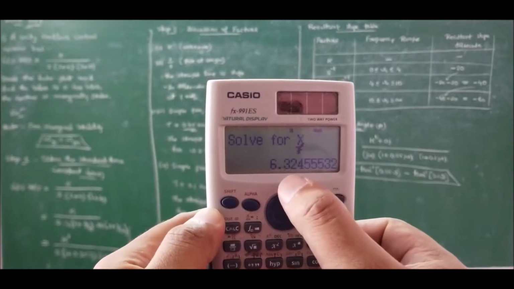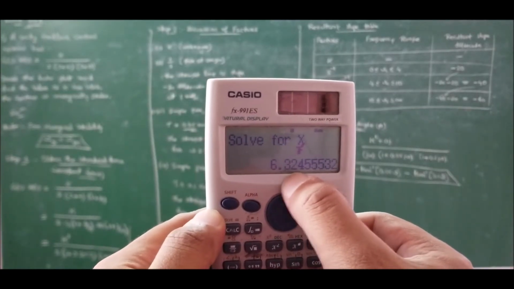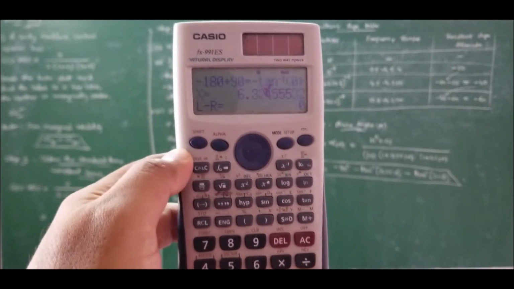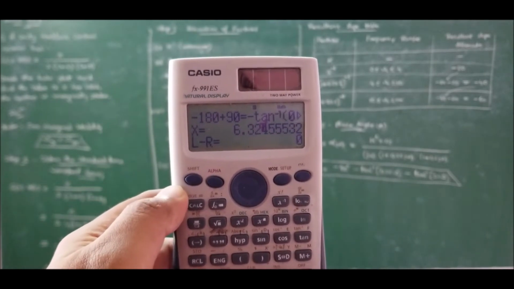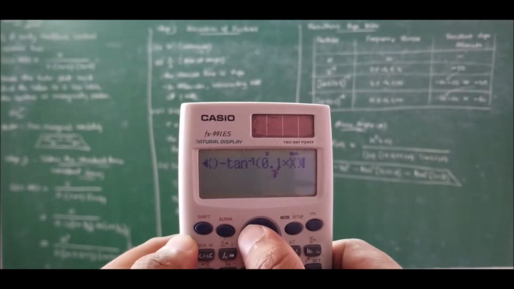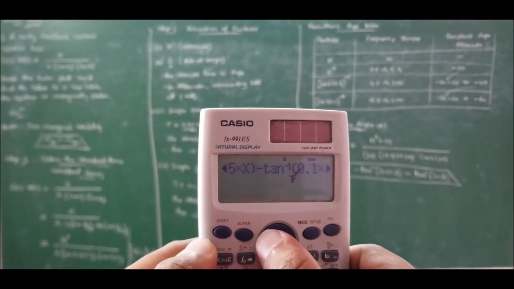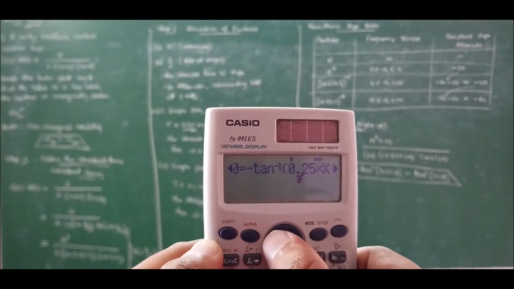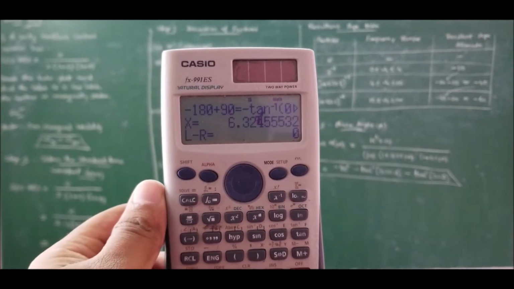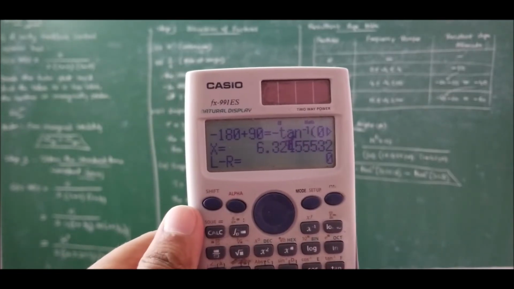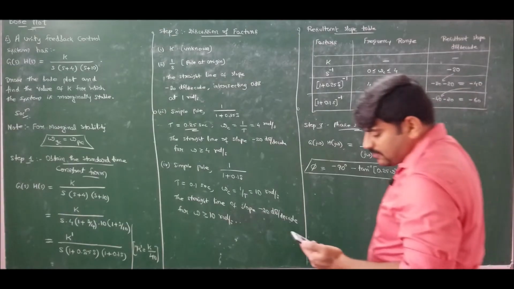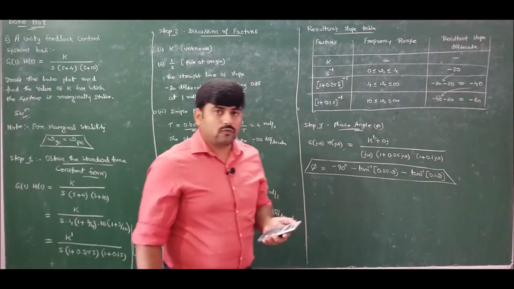You should press equal to, otherwise you will get the previous answer. The solution for the previous problem is 6.32, that is stored in the memory. You press equal to, it will calculate and give you. So here also I am getting the answer as 6.32 only. So it is minus 180 plus 90, 0.1 omega and 0.25 omega. If I solve, I am getting the same answer, 0.63245. Therefore the phase crossover frequency for this problem is also 6.324.